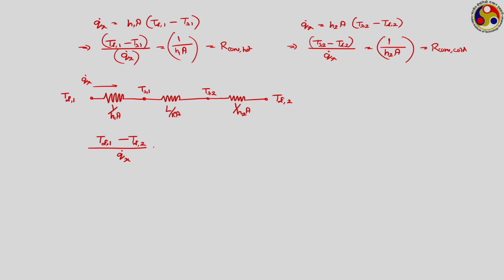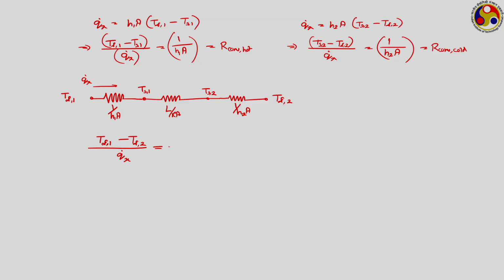Then this should be equal to, using our electrical analogy, we can visualize that there are 3 resistances, 2 convective resistances and 1 conduction resistance in between, and these resistances are connected in series here. This is because the same heat transmission rate is applicable for all of them, but the temperature difference across each of them is different. Therefore, we can say that they are connected in series, very similar to electrical systems.